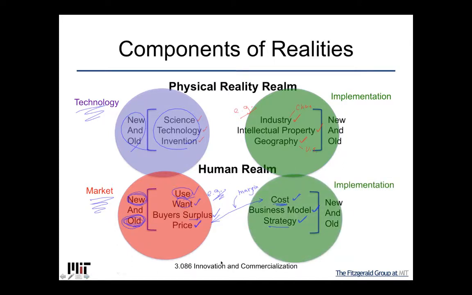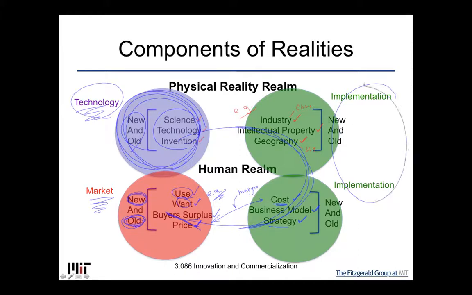And then finally, the human realm also has things that allow this to be executed upon, and we're going to put them in implementation too, because whether they're physical or in the human realm, they are still part of implementation. So in summary, you can think of it as a world of new and old technologies that, through implementation, a variety of factors over here, try to get to the marketplace. And so we now have our three elements: our technology element, our implementation element, and our market application element.